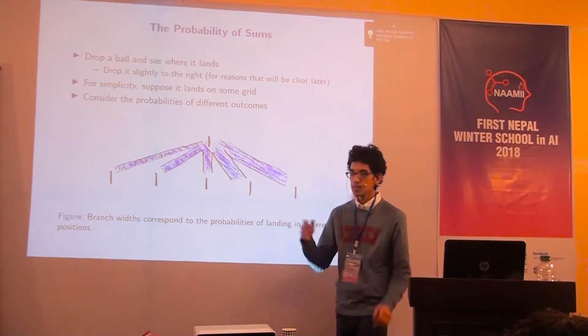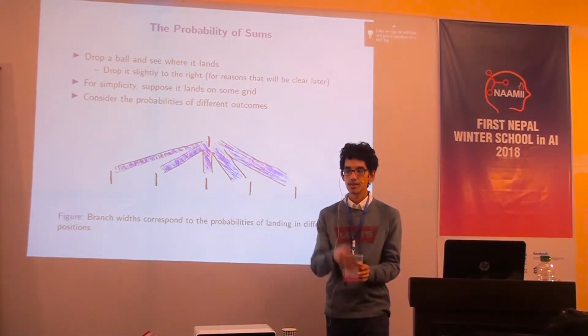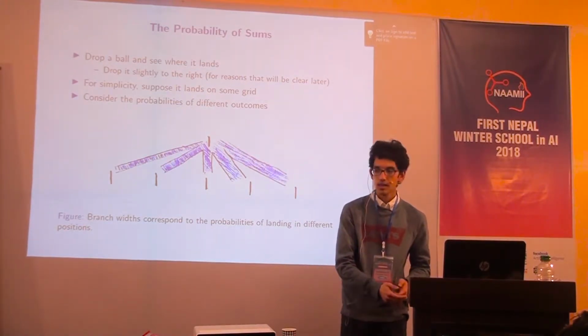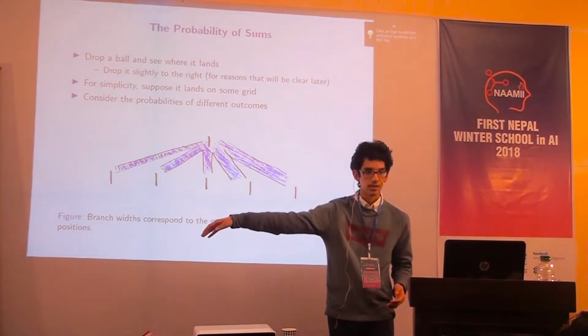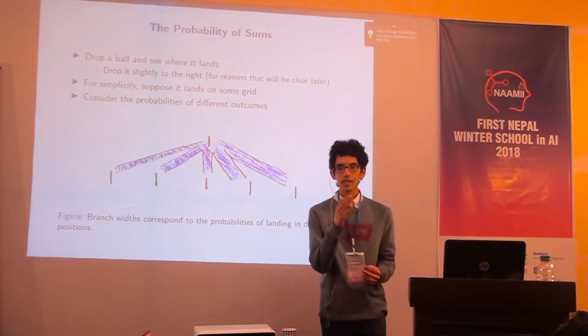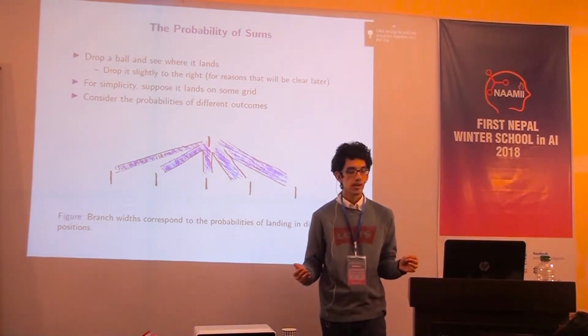Each of these slots has a different probability of landing there. So maybe you think it drops and stays directly there, that has pretty high probability, but if it rolls all the way to the end of the room, that's relatively low probability. So I can assign probabilities to each of these positions where it's going to end up.